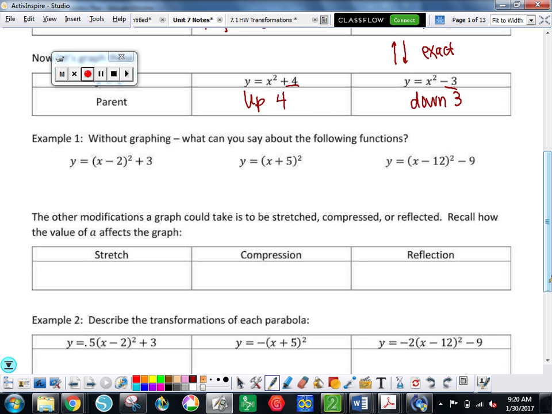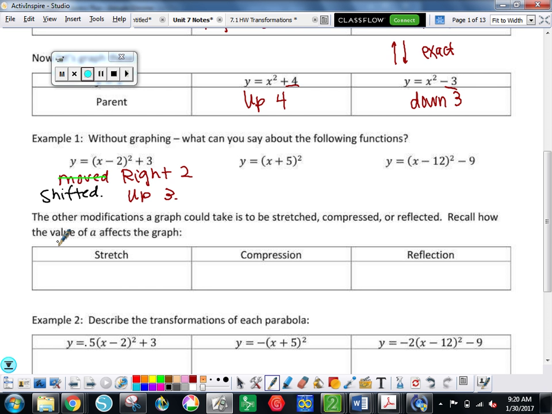Alright, so looking at example 1, without graphing, what can you say about the following? So this -2 means the graph has moved what? Right 2. Up 2. Another name for move is shifted. I really don't care if you use the word move, but just know that shifting is another way I can say that.